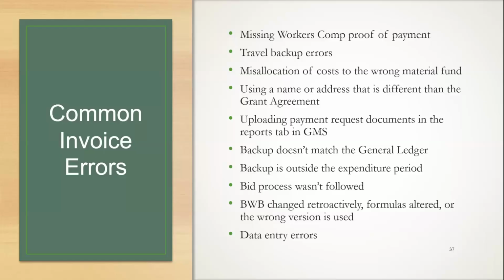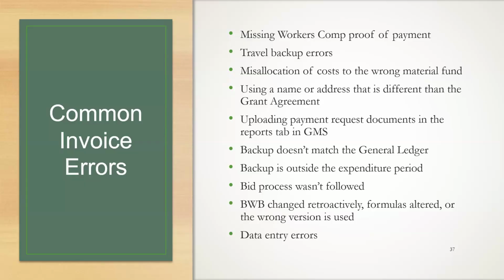Make sure the backup is within the expenditure period. So if you're billing for February, but you've got something that you forgot, or you got paid a little later in January and you want to include it, that's fine. Just expand your expenditure period on the Form 87 to include January. So it would be a January-February invoice and not just a February invoice.